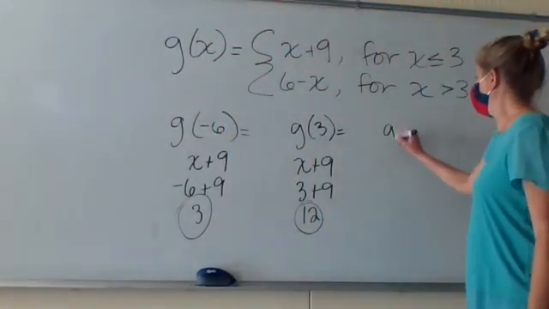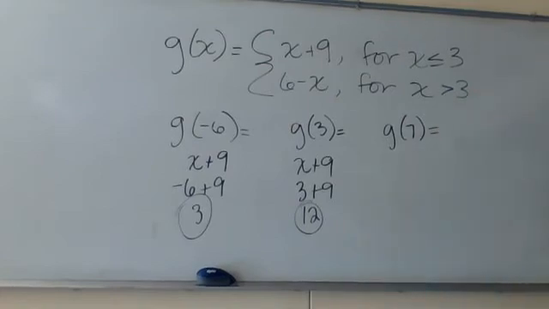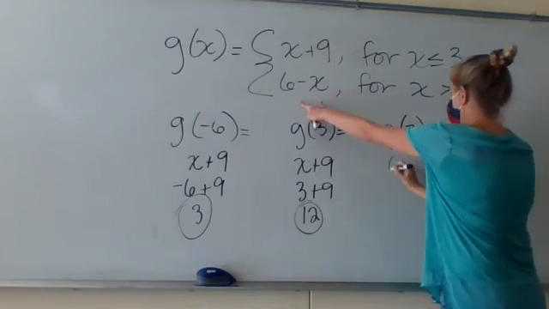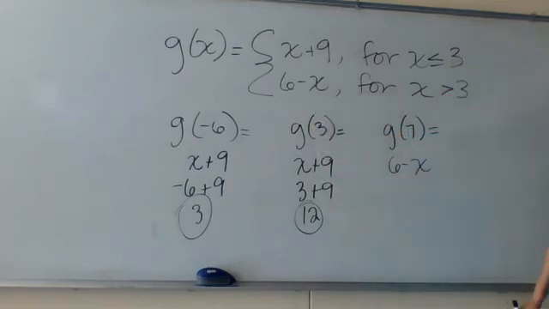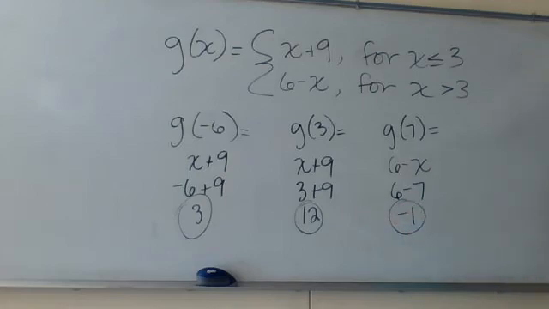And then the last thing I want you to find is g of 7. So same thing. Where does 7 fall? Well, it's not less than 3. It's greater than 3 this time. So it falls into this bottom piece, which is 6 minus x. So that's the piece that I'm plugging the 7 into. So if I plug 7 into there, I have 6 minus 7, which gives me negative 1.